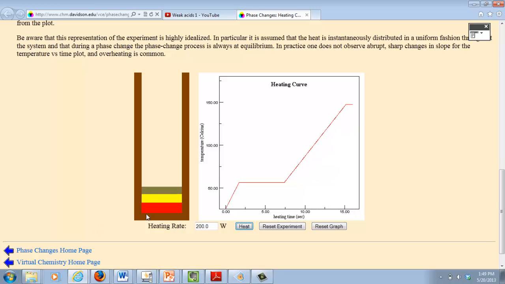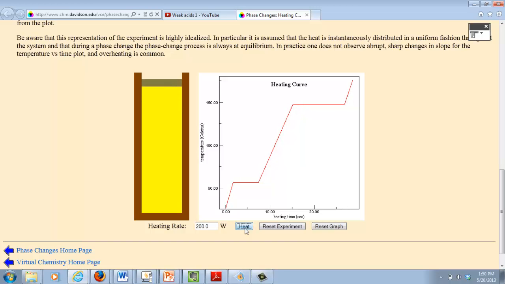And as you see, I'm heating up my liquid, and that temperature keeps on increasing up until a point where I start to produce gas. The gas is represented by the yellow substance there. And again, I have another leveling off here until I'm all boiled. And then my temperature can increase again. So let's move back to the PowerPoint presentation.